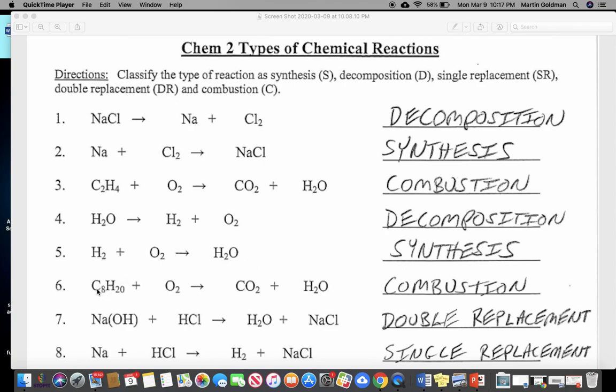And of course, here's another combustion with different C's and H's, but it's got the same O2 and the same 2 products of CO2 and H2O. So that's how you can tell that's a combustion.